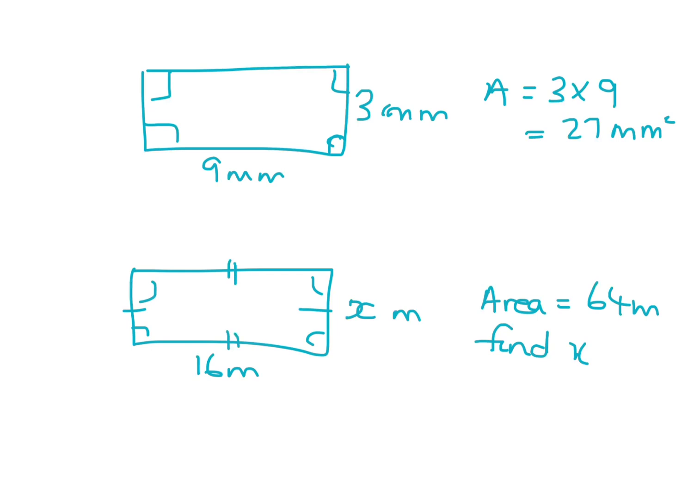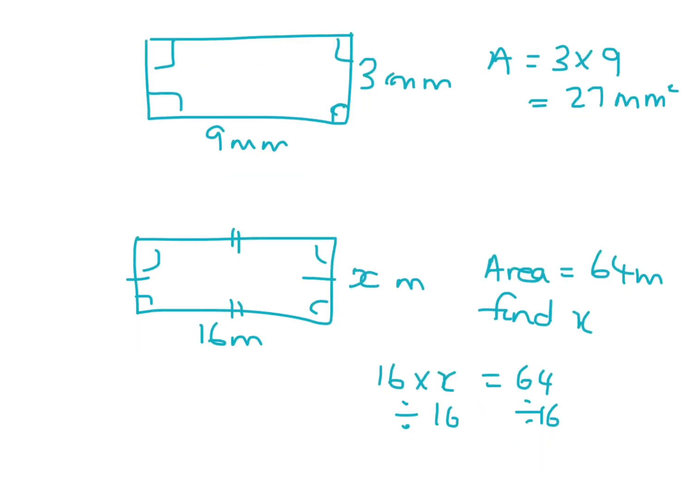Just do the whole rectangle. Then that would be 16 times x equals 64. And when we work backwards, if you divide by 16 on both sides, you end up with x equals 4 metres.